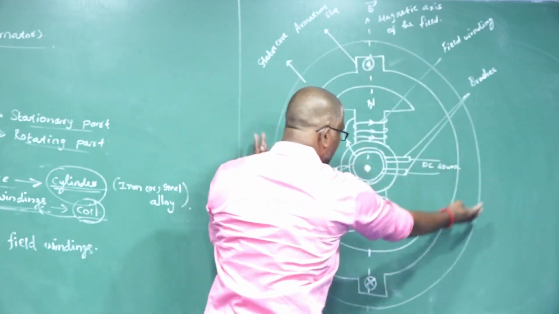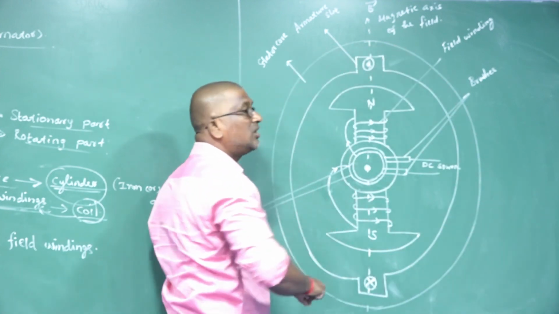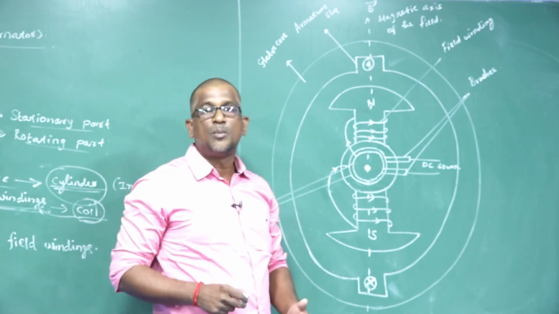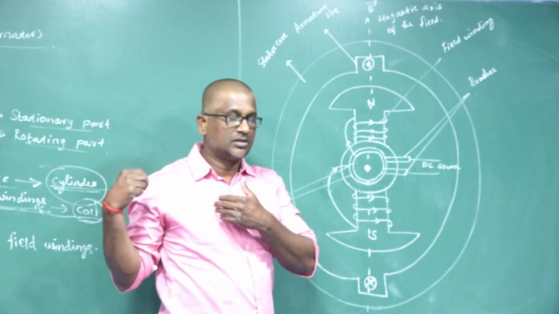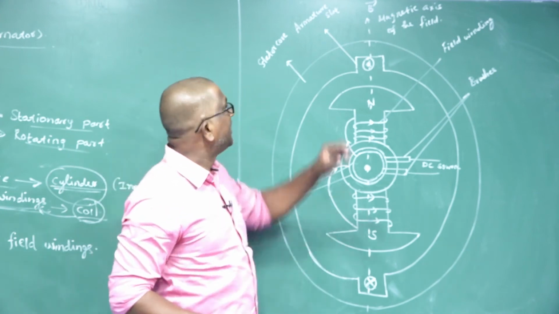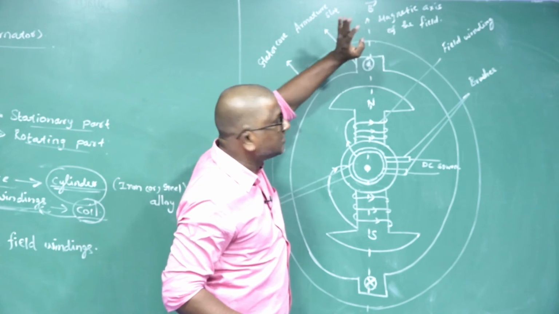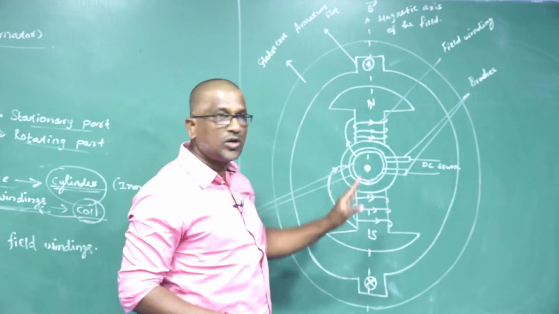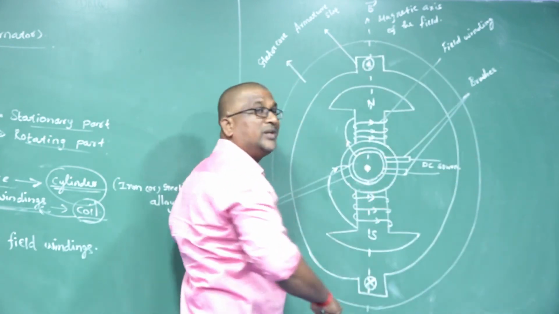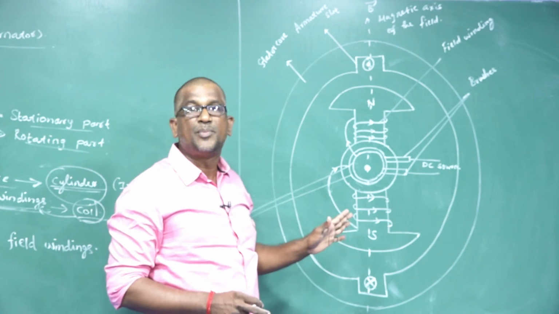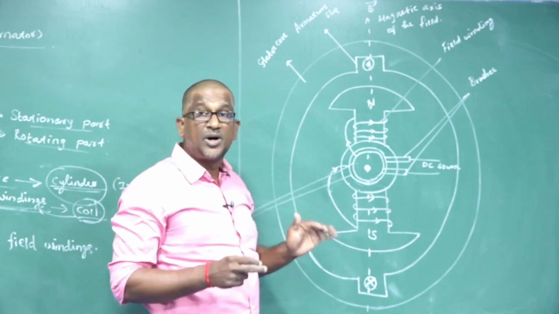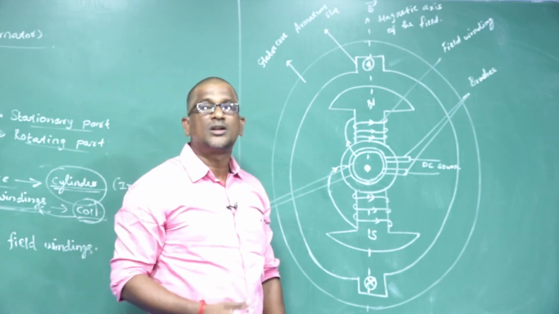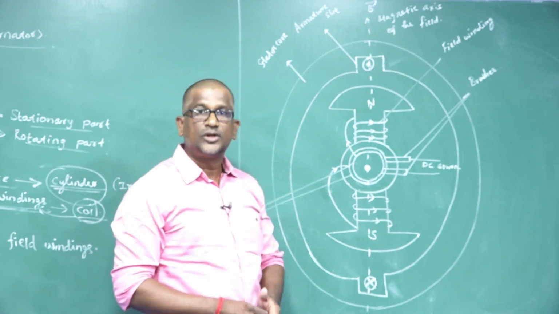So the entire outer part of this diagram is called the stator. It consists of two important components: one is the stator core, and the second one is the armature winding. Here the armature winding is placed in this region, and this is the inner part of the stator core, and this entire region is called the stator. So this is the stationary part of the generator. And the second major part of the alternator is the rotor, which is a rotating part.